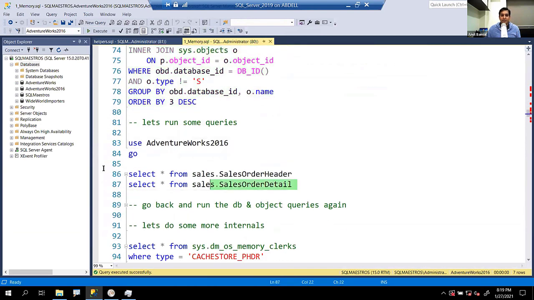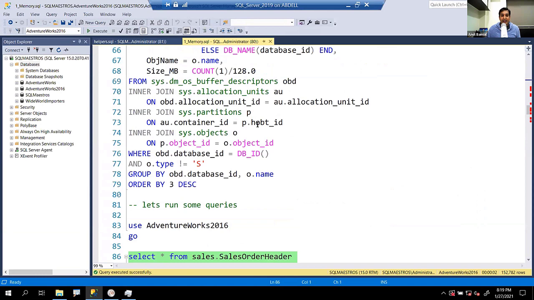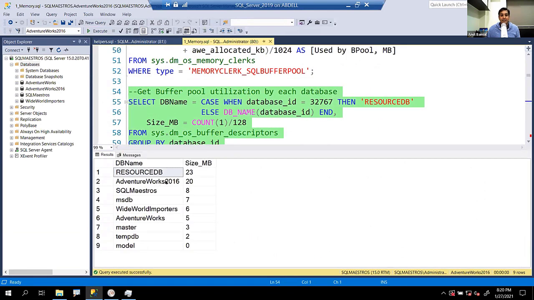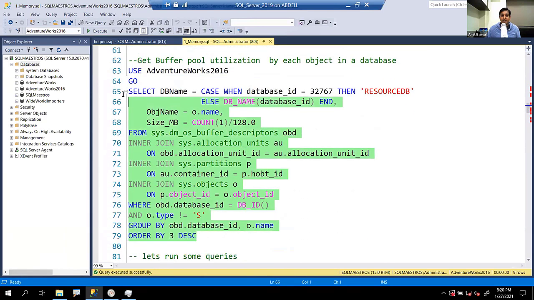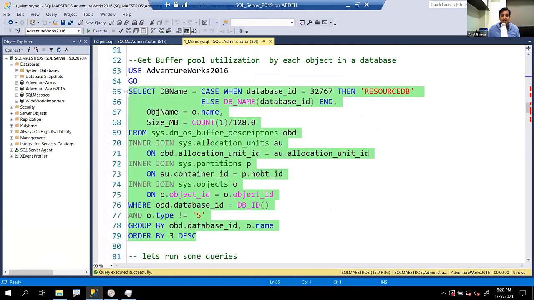So in AdventureWorks, I'm just simply going to run select star from sales order header and sales order detail. The moment you fire these queries, the workload's data pages are being read from disk into memory. If we go back and first find out memory consumption database-wise, you can see AdventureWorks 2016 pops up in the top 3 and is consuming about 20 MB. Inside AdventureWorks 2016, the tables that have their data pages in physical memory are about 9 MB and 5 MB for these two tables, sales order detail and sales order header.